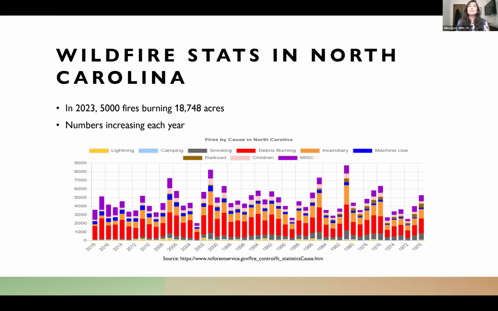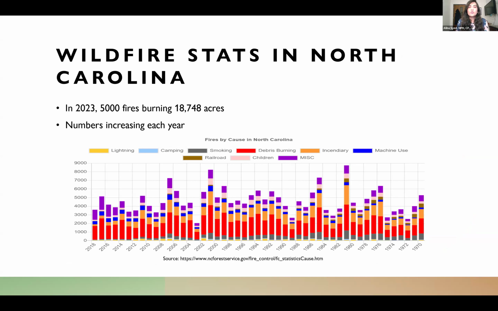Now let's look at some of the wildfire statistics in North Carolina. In 2023, the state encountered about 5,000 fires, resulting in 18,748 acres of land burning. So even though this is not as much of a great loss as both California and Texas faced, both the number of fires and the amount of acres that burned each year in this state have been increasing since 2021.